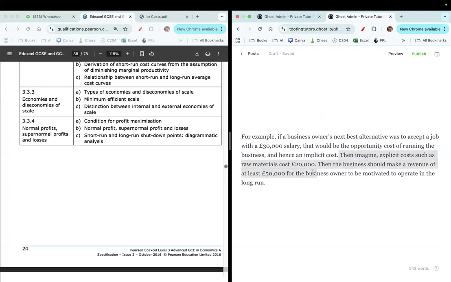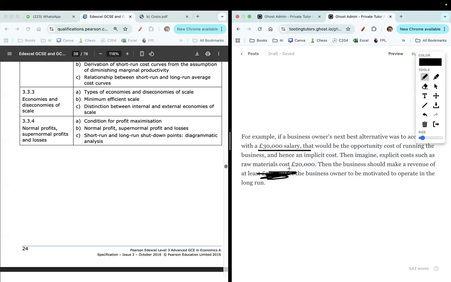Imagine that same business has real costs, explicit costs of £20,000. They have to buy a factory or a farm, and buy raw materials and all that stuff, and that's £20,000. So imagine, okay, so that's their old salary, that's their cost.